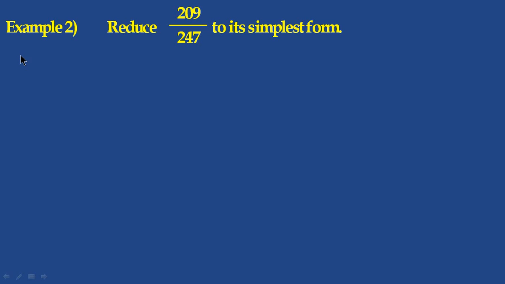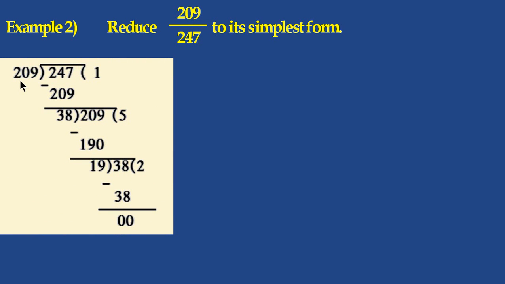Now another example: reduce 209 upon 247 to its simplest form. First we'll see the division method. 209 divided by 247. 209 ones are 209, remainder is 38. The remainder will now be divided by the divisor of step 1. So 209 will be divided by 38. 38 5s are 190. Again remainder is 19. So you will take the divisor of step 2, 38. 19 2s are 38. This is how the division method is done.